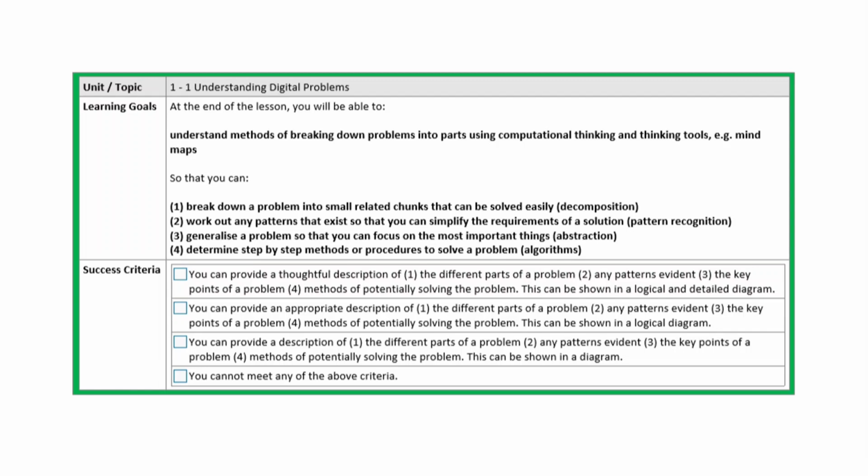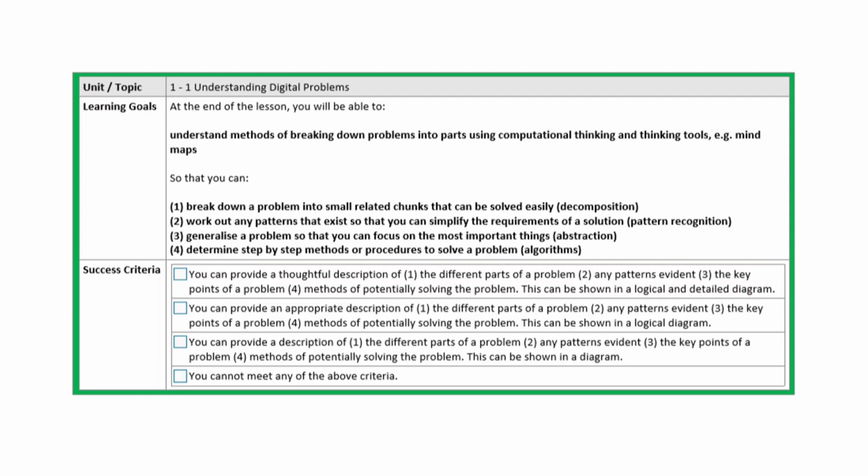We want to work out any patterns that exist so you can simplify the requirements of the solution. So for example, if you're given a problem and you find that there's a queue of customers and they keep doing the same thing over and over again, well, that's a pattern. So you only have to solve one instance of the person interacting with that particular item, and then you've solved it for everyone by noticing a pattern.